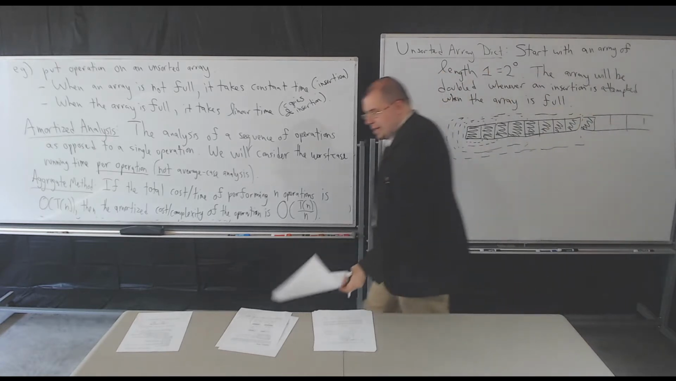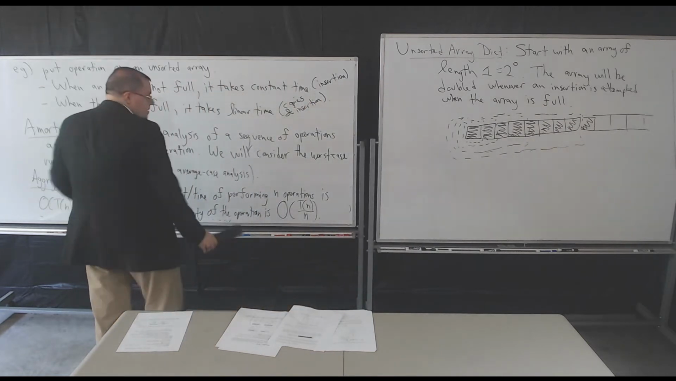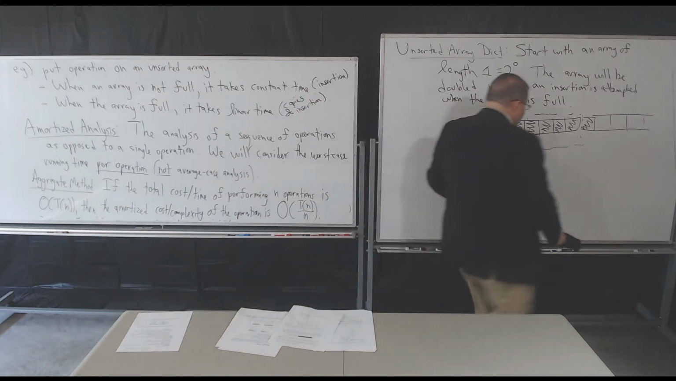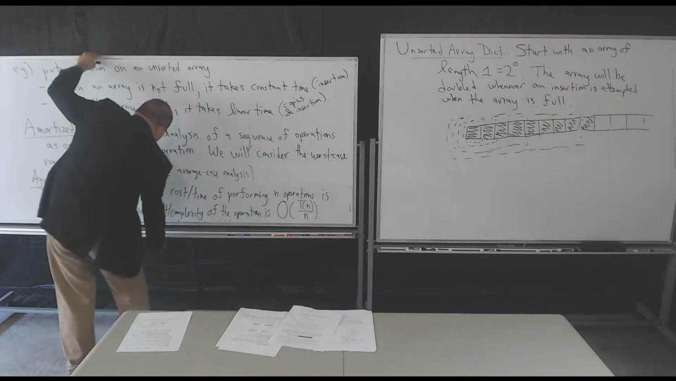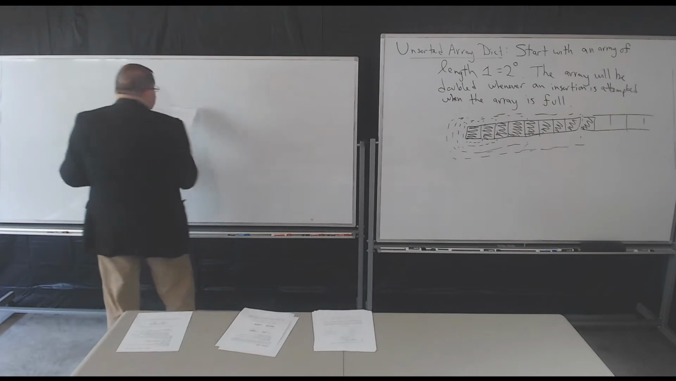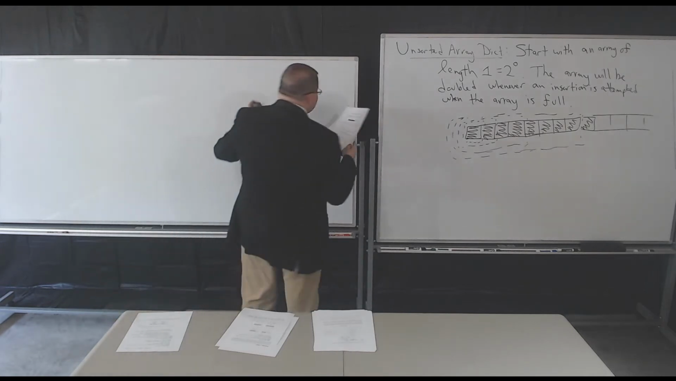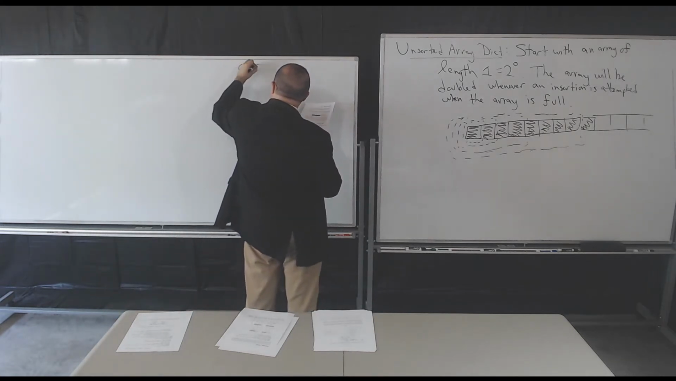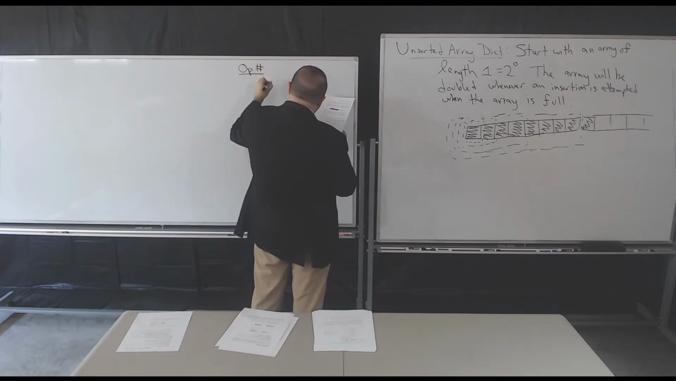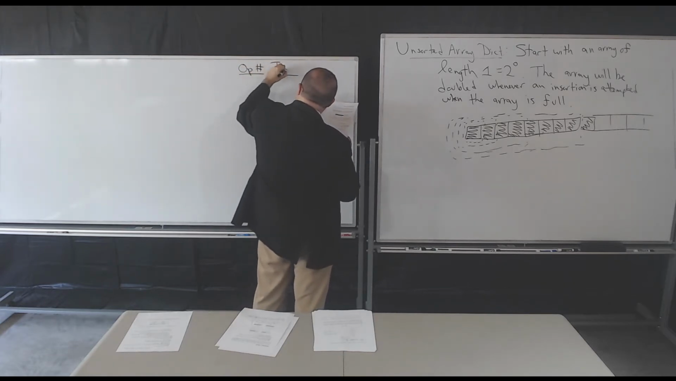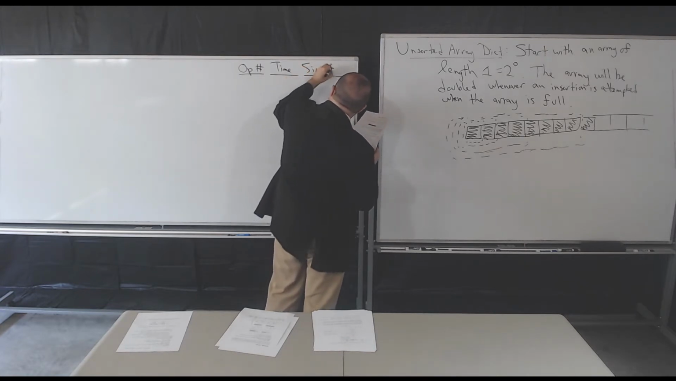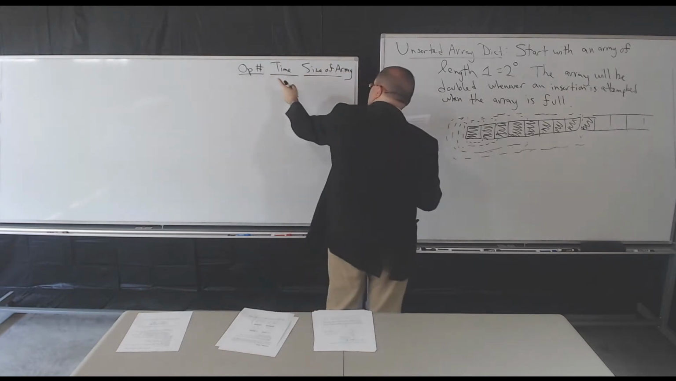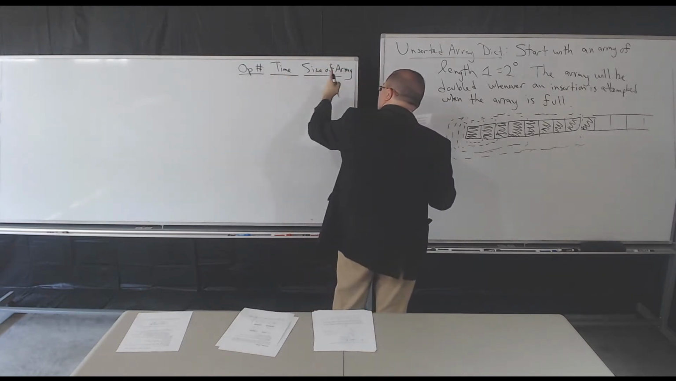So let me make a table here of just basically what I did here. And it will help us derive how we're going to count the operations. So let's look at this. So let's say operation number, and then we're going to have the time it takes and the size of the array. So we have three columns: the operation number, the time, and the size of the array.